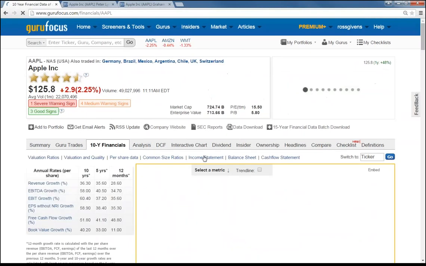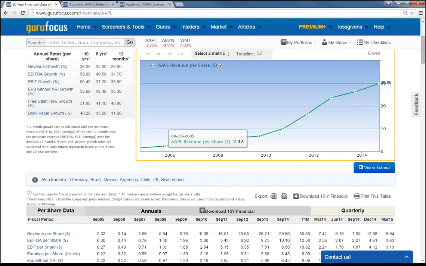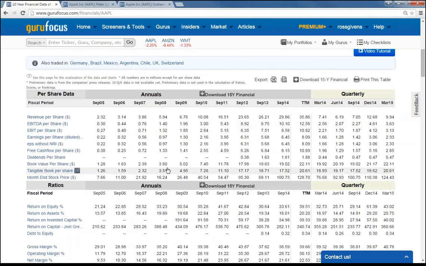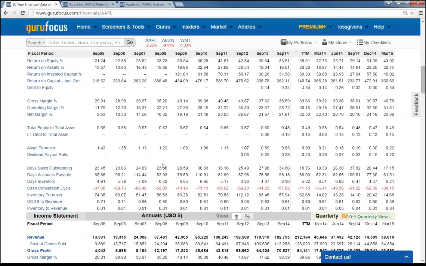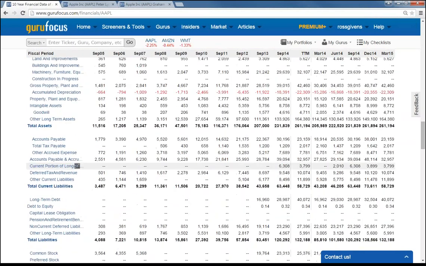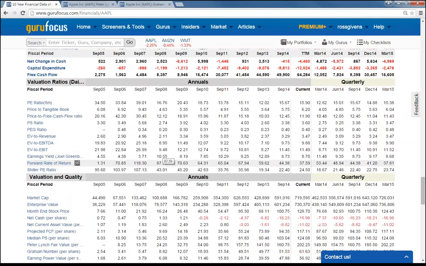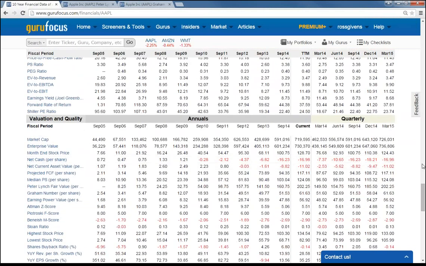is where these others are in the 10-year financials. So when you go to the 10-year financials, obviously it's a lot of data. We know this. We know what to dig through, what we're looking for. But when you scroll way down below the balance sheet and below the cash flow statement, you see this section called valuation and quality.